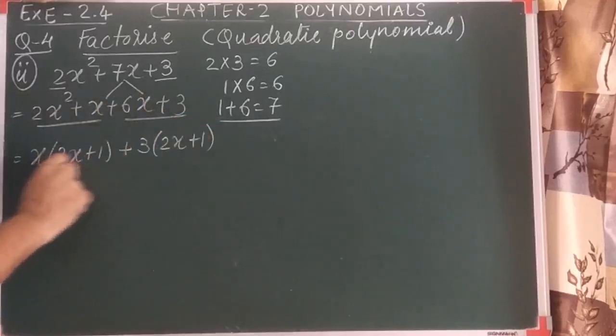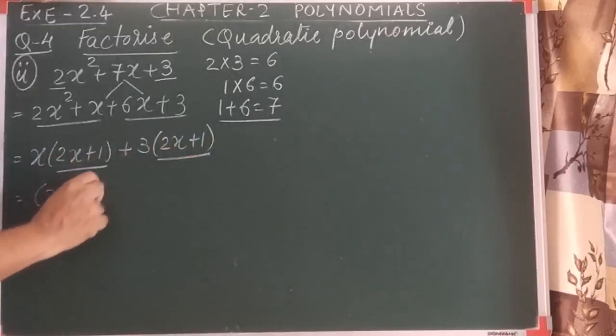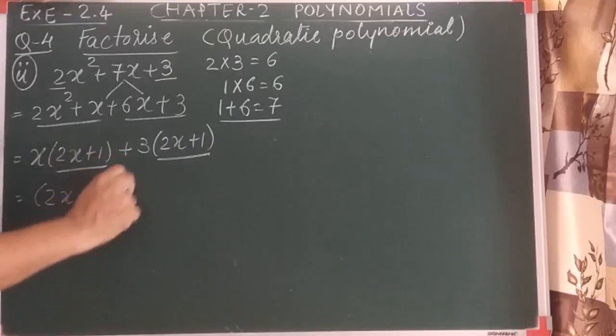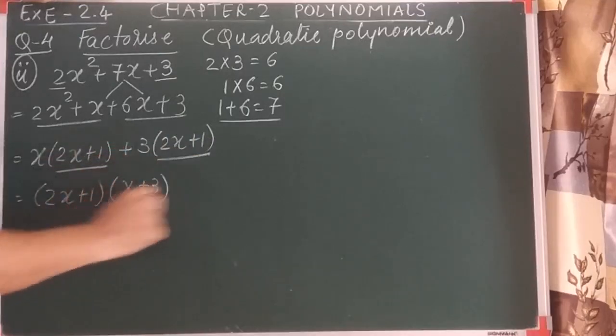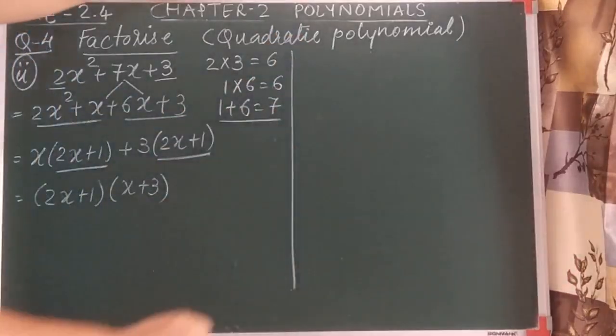You should remember this, both the brackets with the sign must be equal. ये दोनों bracket के terms sign के साथ equal होने चाहिए. So one common term is 2x plus 1 and the other common is x plus 3. So these are the factors. Let us see one more question.